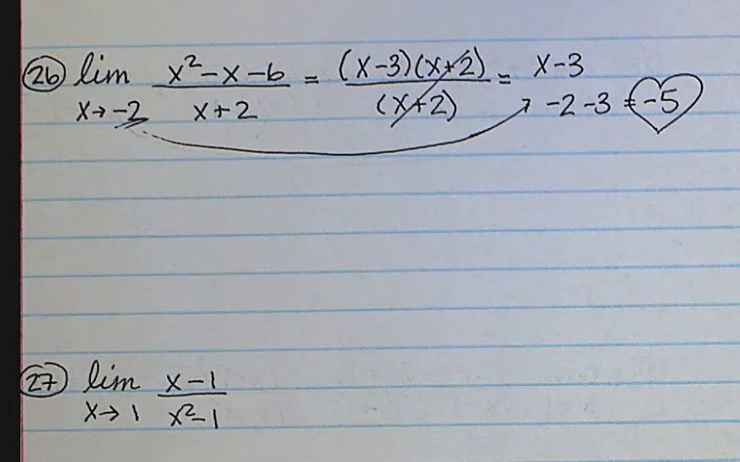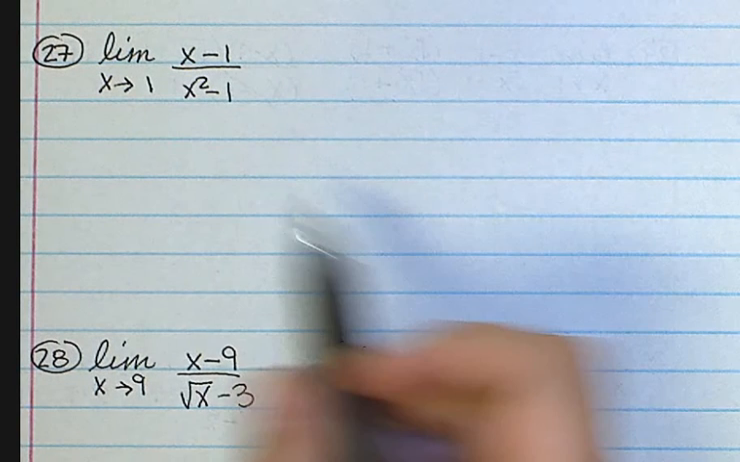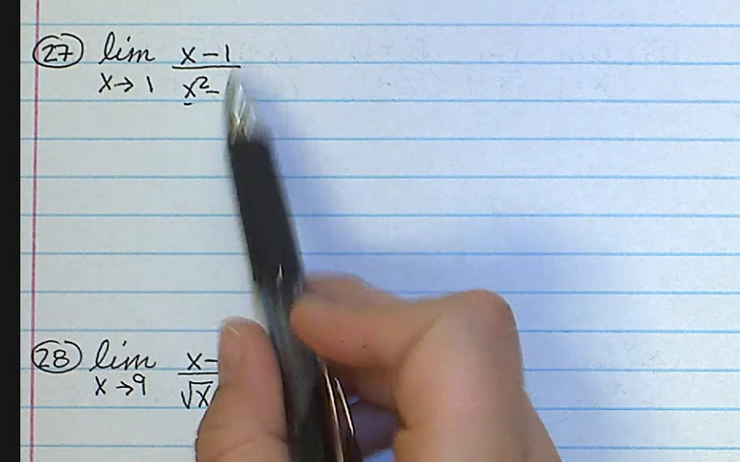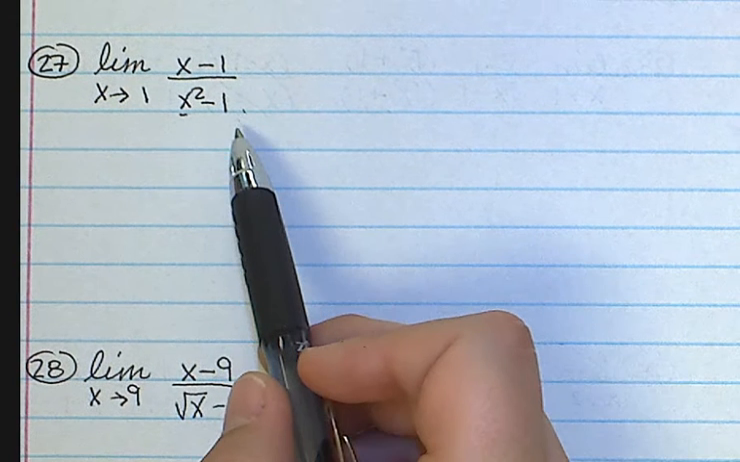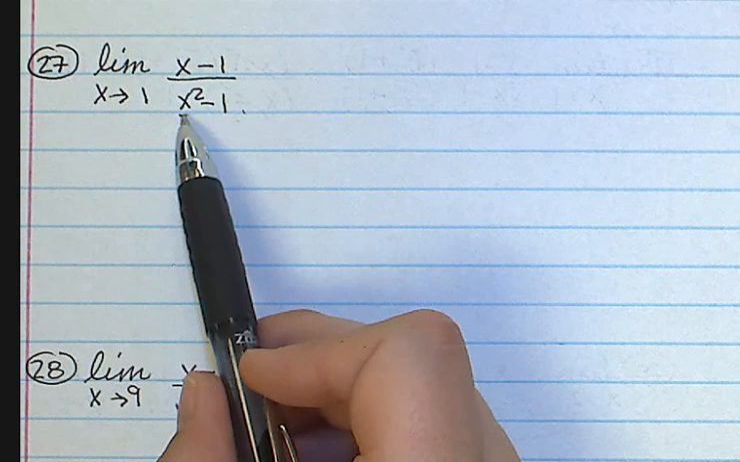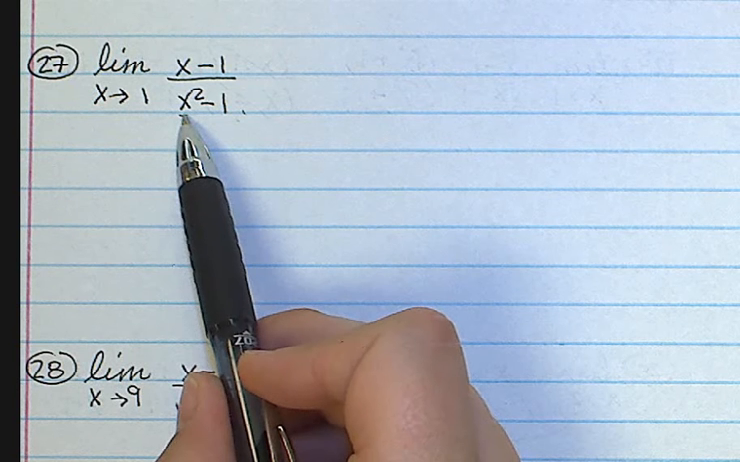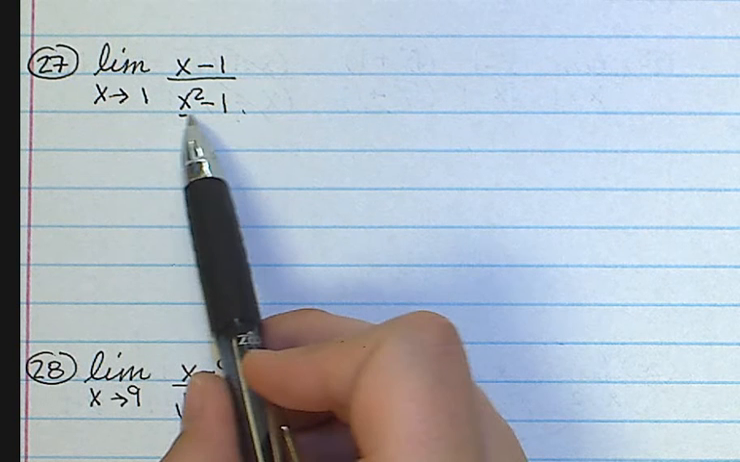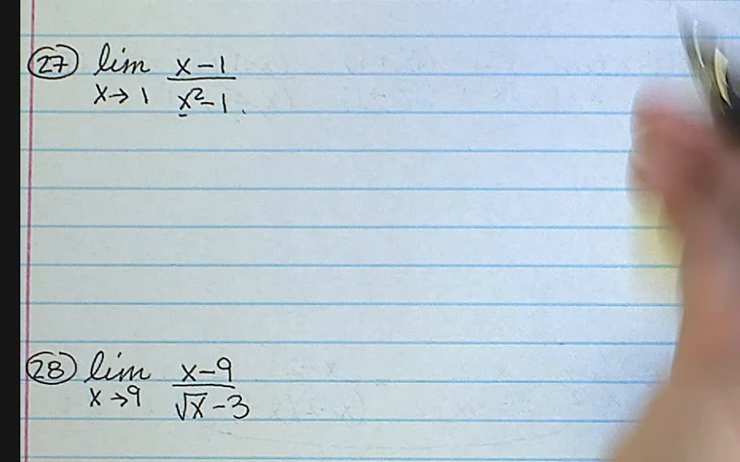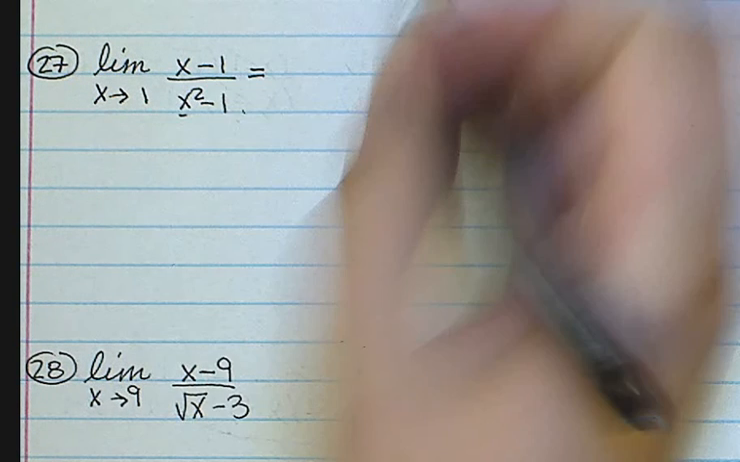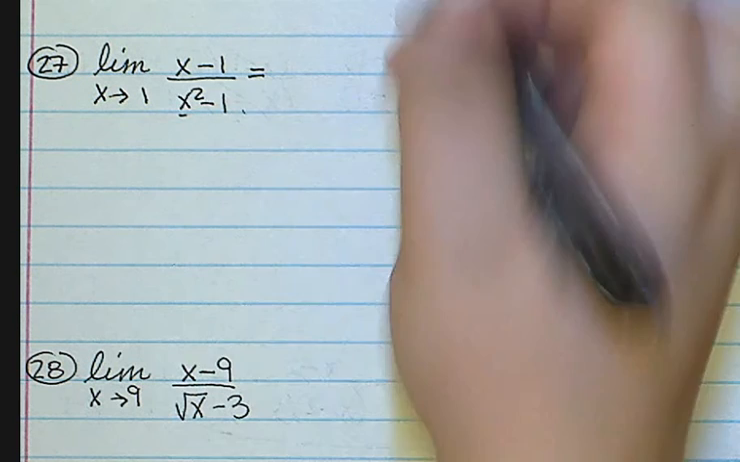Let's take a look at number 27. Always try direct substitution first. Here it gets me 0 over 0, or indeterminate form. So I'm going to try factoring. The x squared term only has two terms, so that tells me it's probably a difference of squares or a greatest common factor. In this case, it's also subtraction, so that tells me difference of squares.